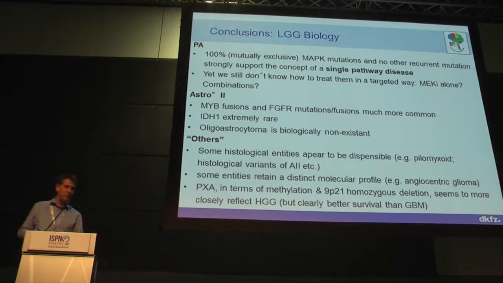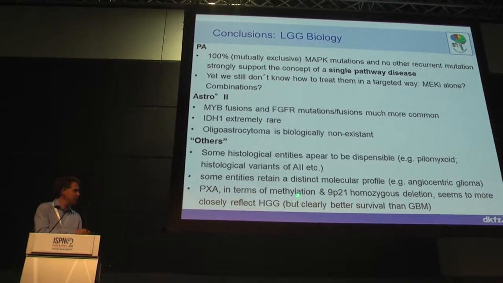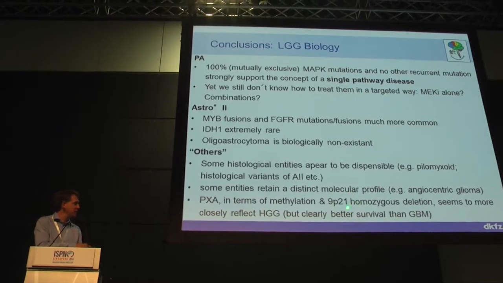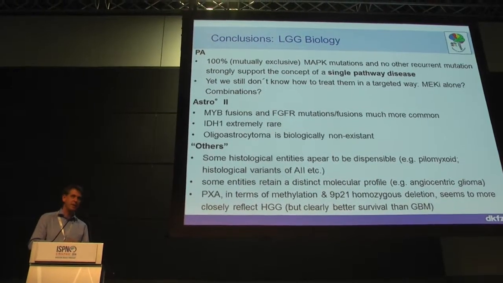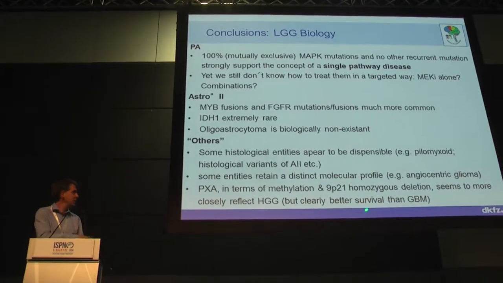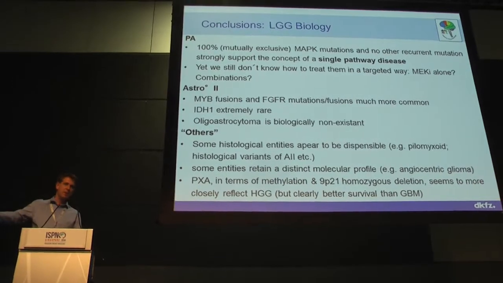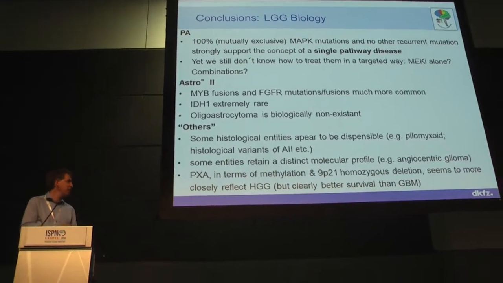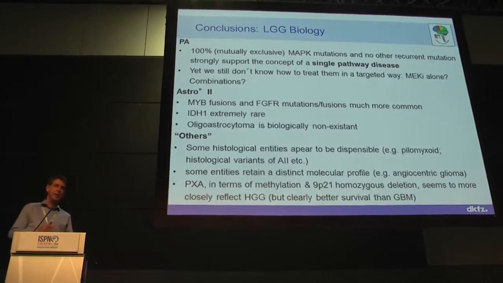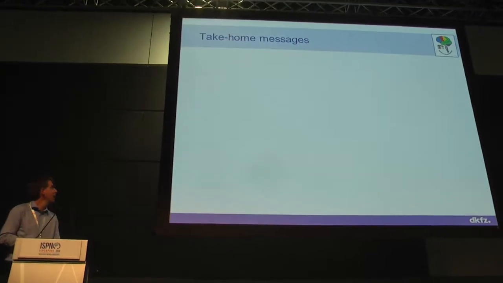And this group of pleomorphic xanthoastrocytomas, really in terms of its methylation fingerprinting, and usually they also have homozygous deletion of 9p21, which is the locus of p15 and p16. They seem to be more closely related with GBMs or higher grade gliomas, but in any case should be treated as a separate entity.